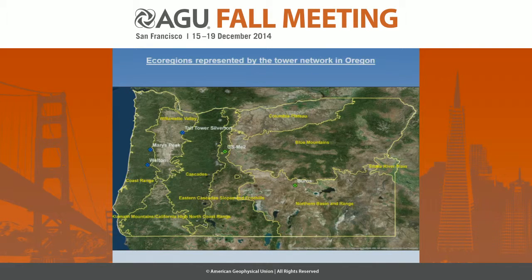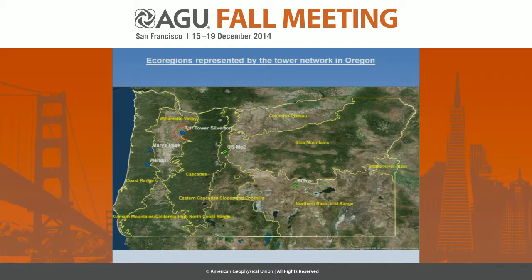Most of those towers in our network represent a large, relatively homogeneous ecoregion in Oregon. For instance, the Burns Tower in the very east represents a high desert area as part of the northern basin and range that is highly dominated by shrubland and grassland. So are both towers, Mary's Peak and Walton, in the Coast Range that is dominated by very dense and vast fir forest areas.